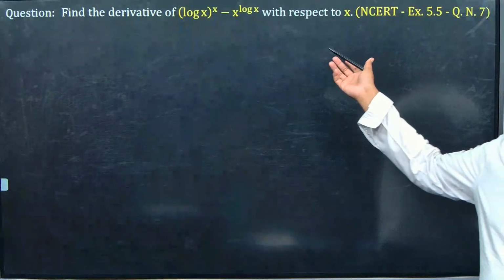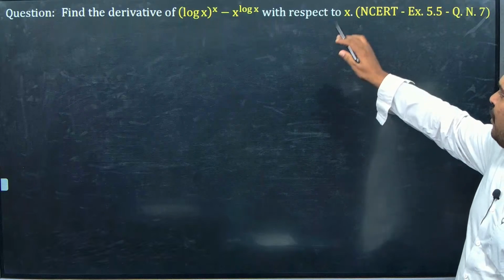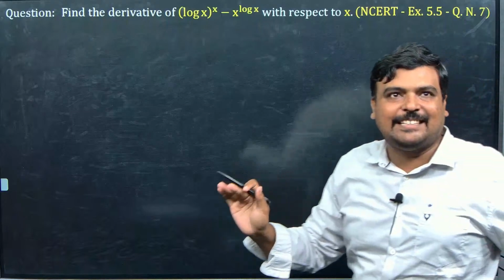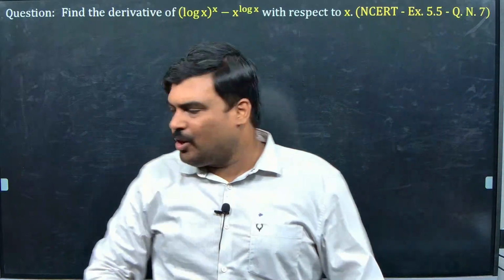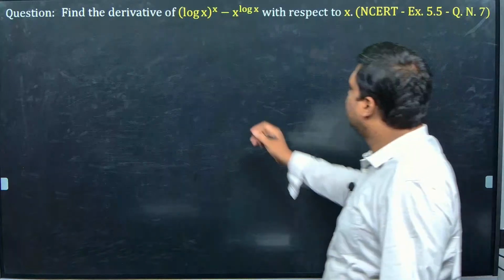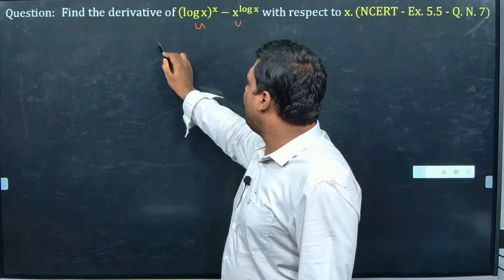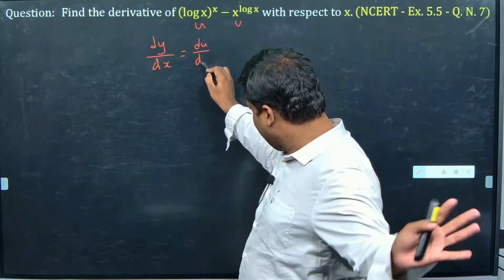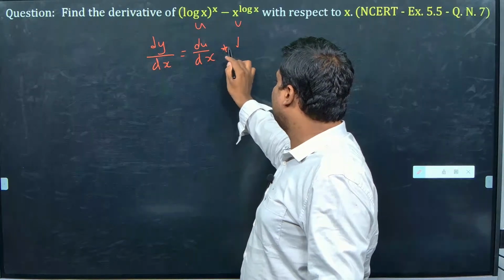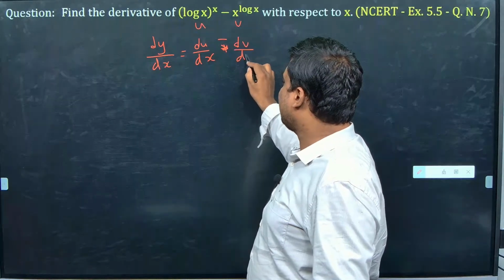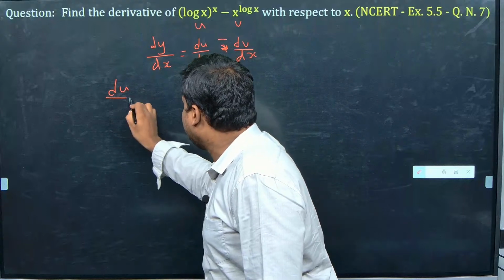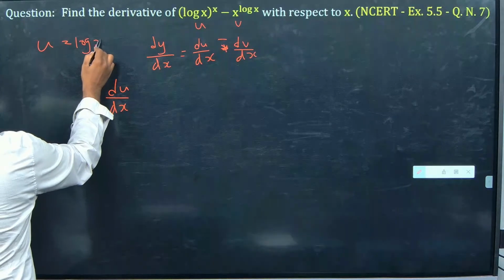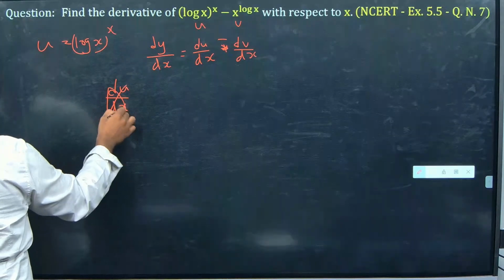Guys, now this one, see, find the derivative of log x to the power of x minus x power log x. The same thing, guys. Take u, take v. Let us take this as u and this as v. So dy by dx will become du by dx minus dv by dx, correct? So what does du by dx mean? I will take u is equal to log x to the power of x.